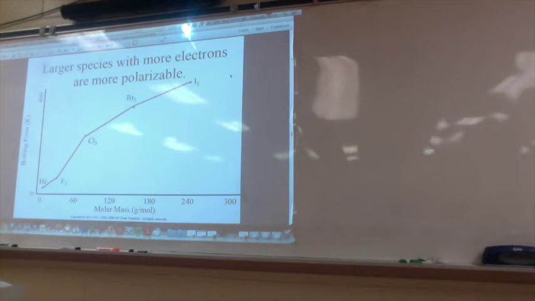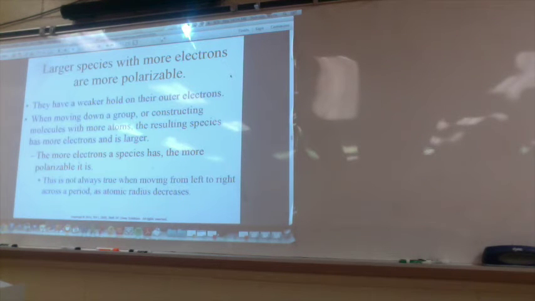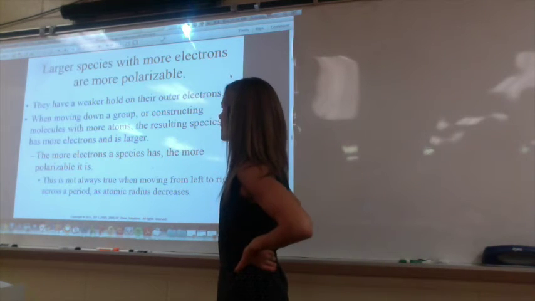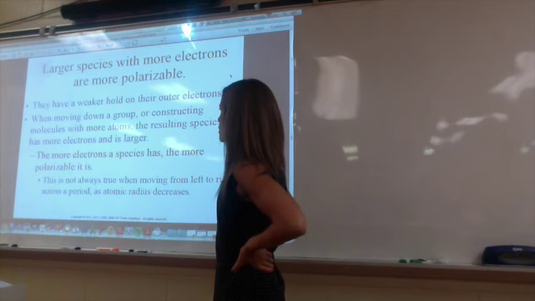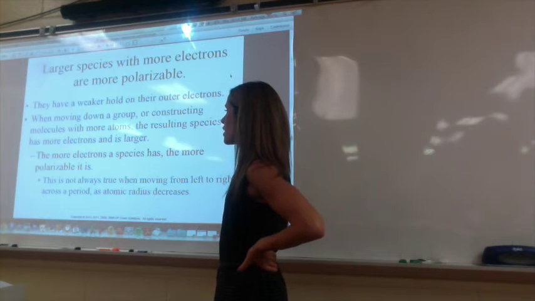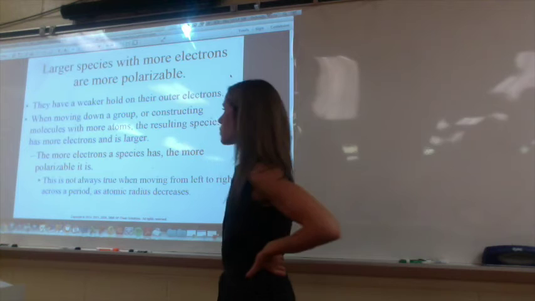All right, this next slide. Go ahead and read that. So they have a weaker hold on their outer electrons. When moving down a group or constructing molecules with more atoms, the resulting species has more electrons and is larger. The more electrons a species has, the more polarizable it is.